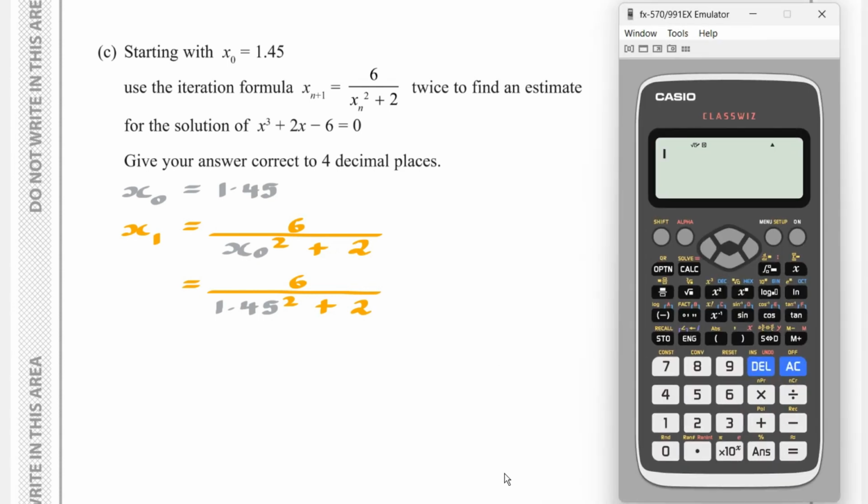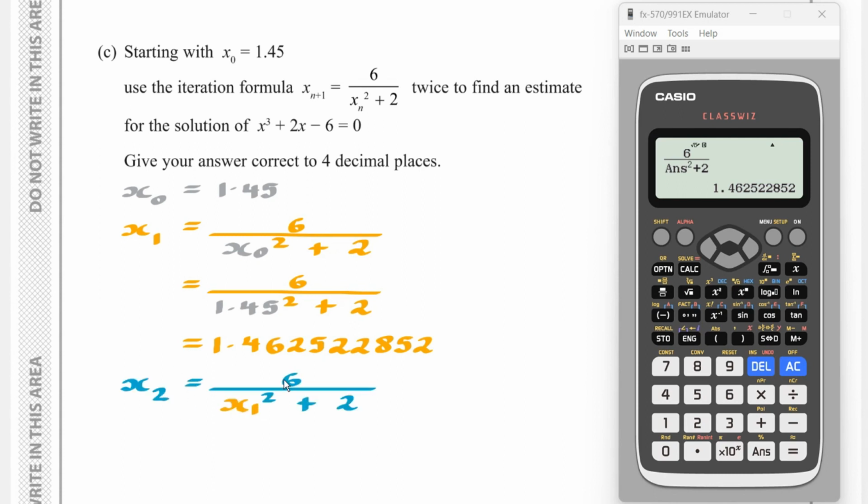So let's work this out. If I type in 1.45 into my calculator, that stores into the answer function 1.45. So if I type in 6 over answer squared plus 2 and press equals, we get x1 to equal 1.462522852.